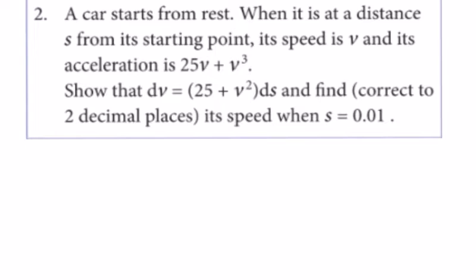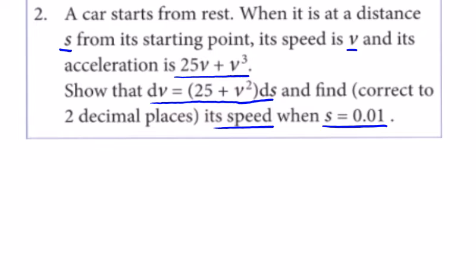A car starts from rest in this question. When it is at distance s from the starting point, its speed is v and its acceleration is 25v plus v cubed. Show that dv is equal to (25 plus v squared) ds, and find, correct to 2 decimal places, the speed when s is 0.01. So there's a bit going on here.